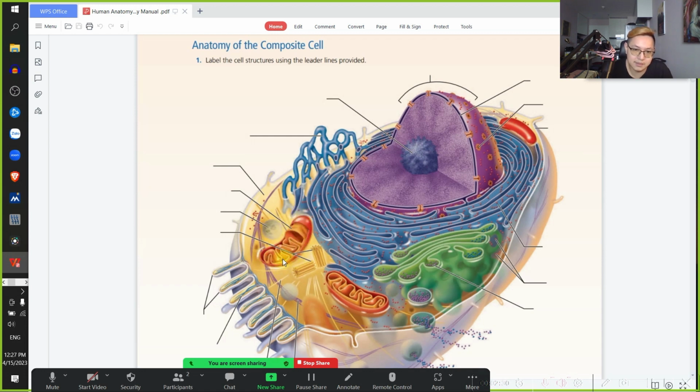Okay, so what are these things here? Lysosome. No, it's not a lysosome. The red one? Yeah, the red one. Mitochondrion. No, mitochondria. This is plural. The singular form is mitochondrion, and mitochondria is plural. Very good.